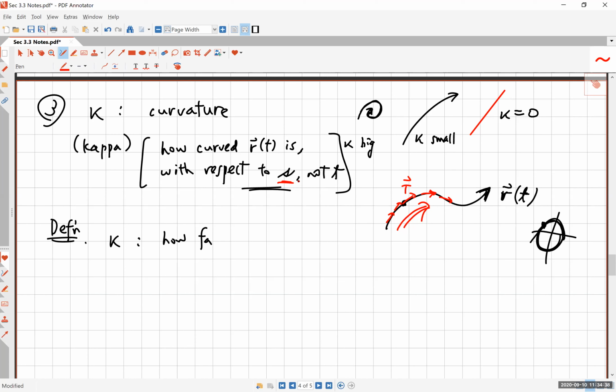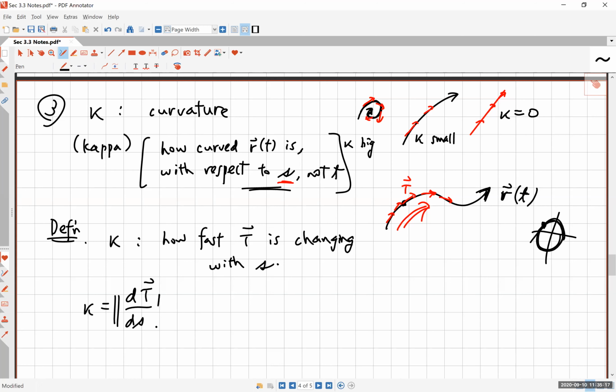how fast is capital T changing, right? Over here, capital T changes very quickly, but here, not so much. Here, it never changes. So the idea of the curvature should be how fast capital T is changing, not with respect to time, but with respect to s. So here's my definition of curvature. Curvature should be dT over ds.